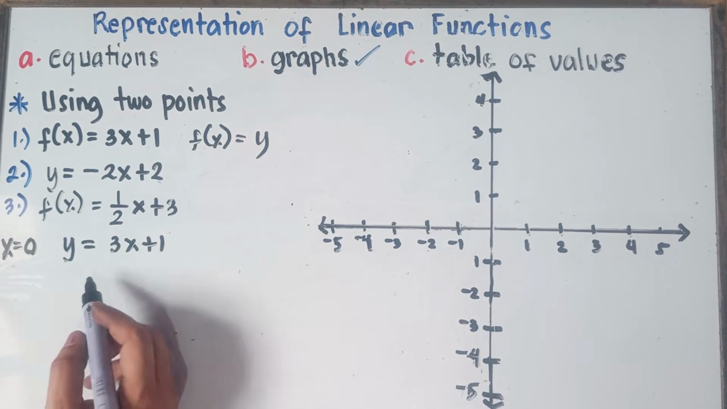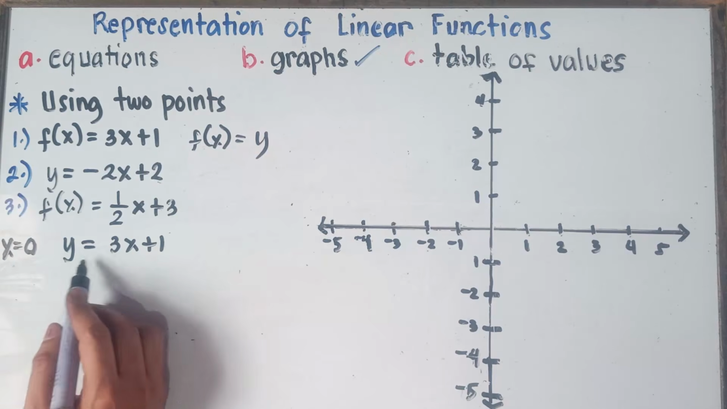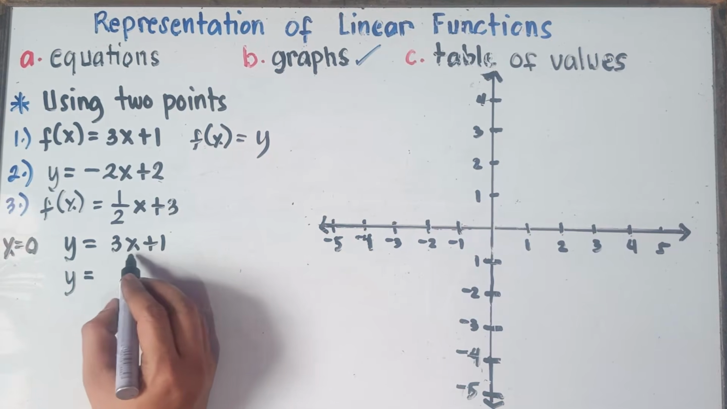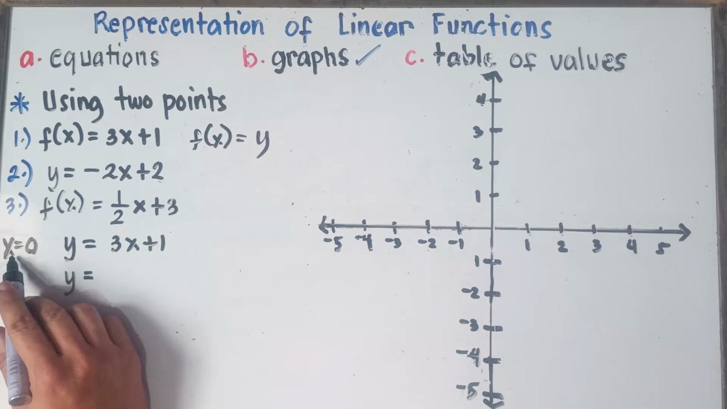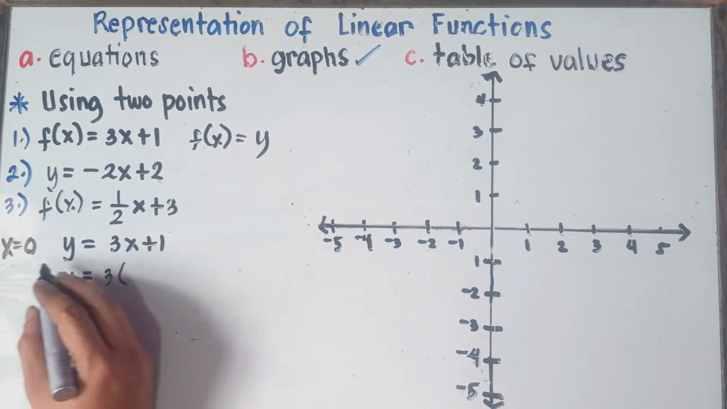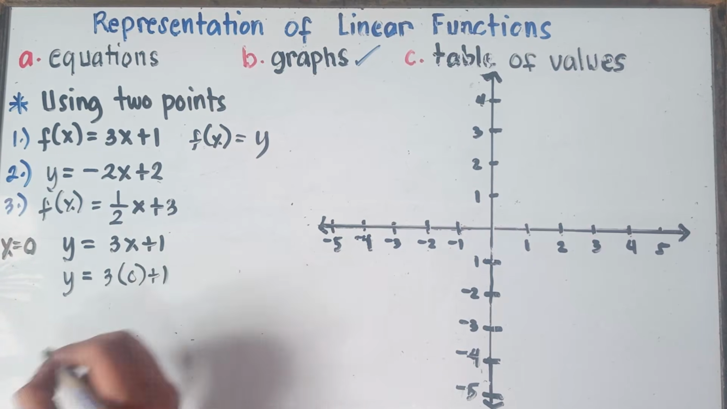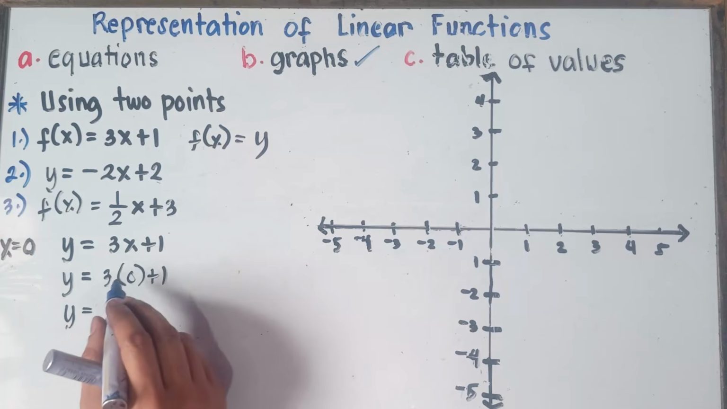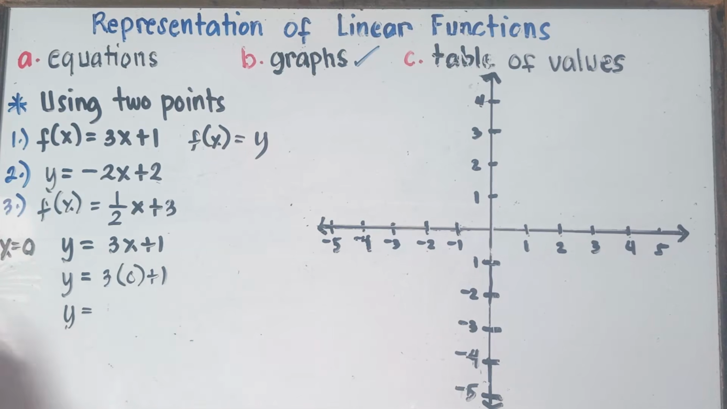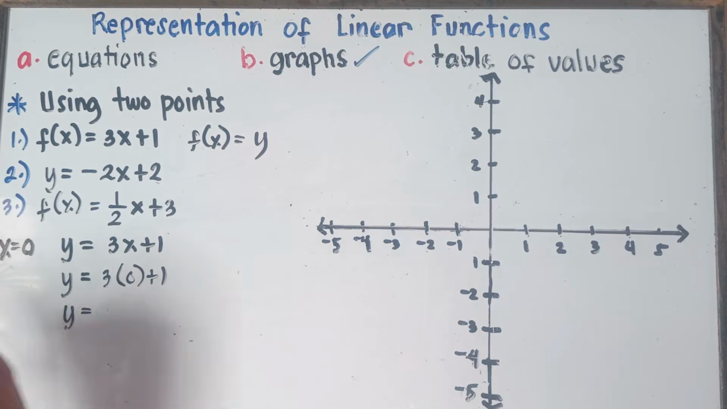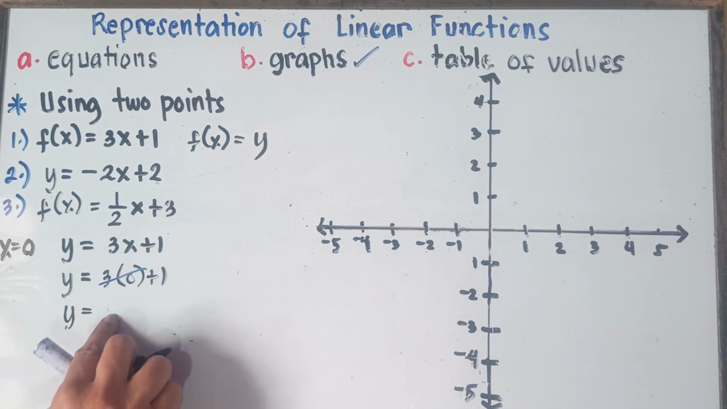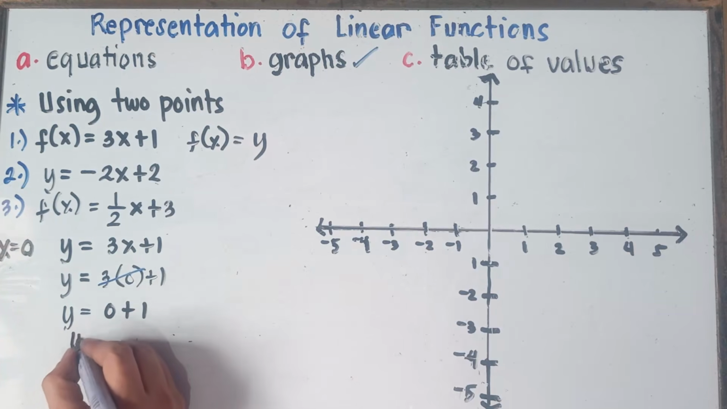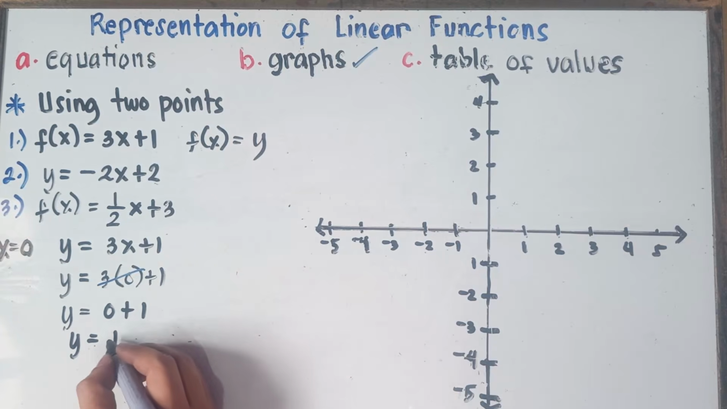So if x is 0, simply substitute the value of x in this given equation. So y equals, once again, if you have 3x, it means 3 times x. The value of x would be equal to 0. So 3 times the value of x, that would be 0, plus 1. So y equals 3 times 0. You can just simply cancel this out, class, because 3 times 0 is 0. Once again, you can simply cancel that out and the answer is 1. Or you can multiply it: 3 times 0 is 0, plus 1. So y is equal to 0 plus 1, that would be equal to 1.